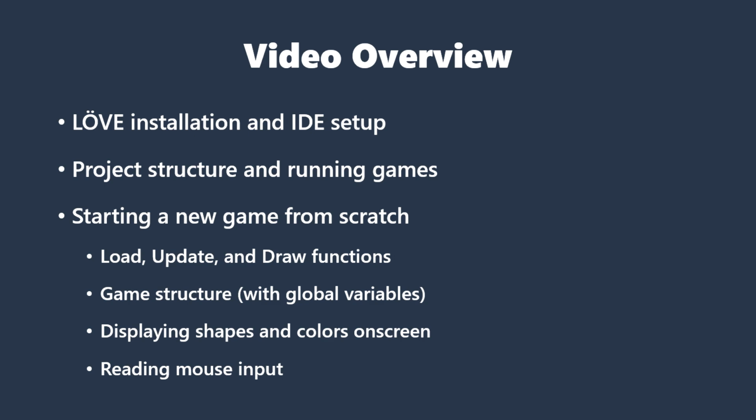While working on this game, we'll talk about key features of LÖVE, including the core load, update, and draw functions, getting the structure of our game set up with our global variables, drawing shapes and colors to the screen, and reading mouse input from the player. Covering these basic concepts will give you a great understanding of how LÖVE works as a whole. So when you're ready, let's get started.